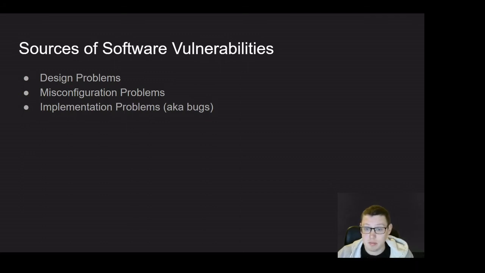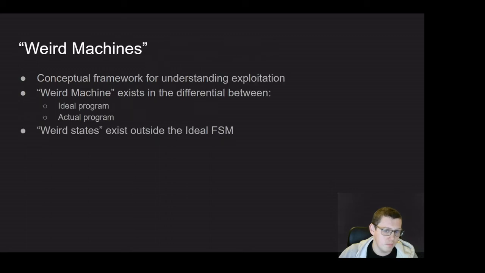Then implementation problems, aka bugs, software bugs. These are the ones that we're going to be looking at primarily throughout the course of the module. Things like poor input validation, memory mismanagement, and programmer mistakes leading to these things, or race conditions are implementation problems that we'll be looking at later as well.